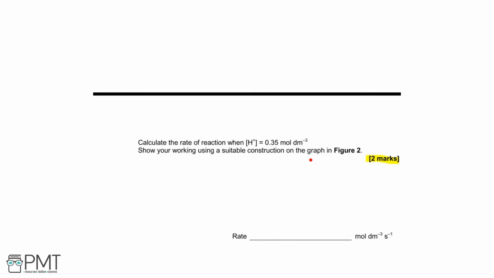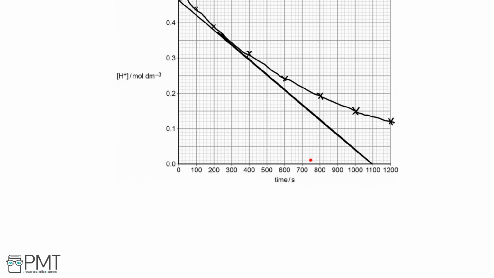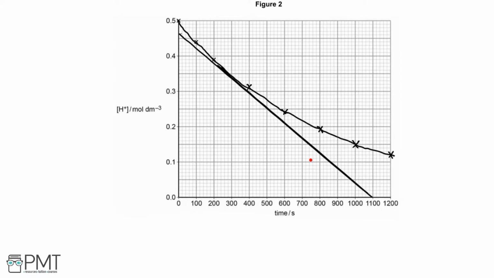So if we look at Figure 2, we can see this. I have already drawn on the suitable construction, as it's referred to, by including this tangent to the graph at 0.35. Now, the way we're going to find the rate of reaction is by using the gradient of the graph. So we use a tangent when we want to find the gradient at a specific point on the curve, like this. So this tangent gives us 2 points which we can use to start calculating that gradient.